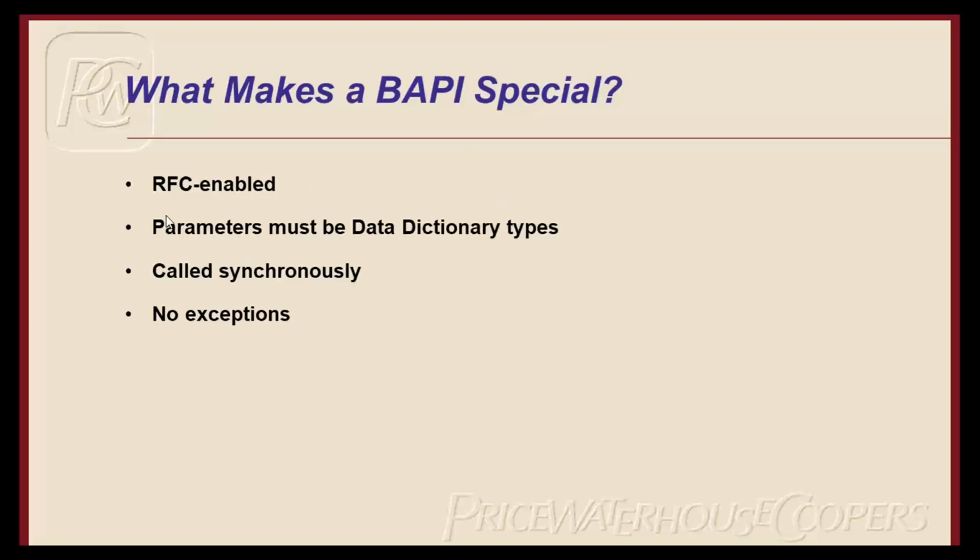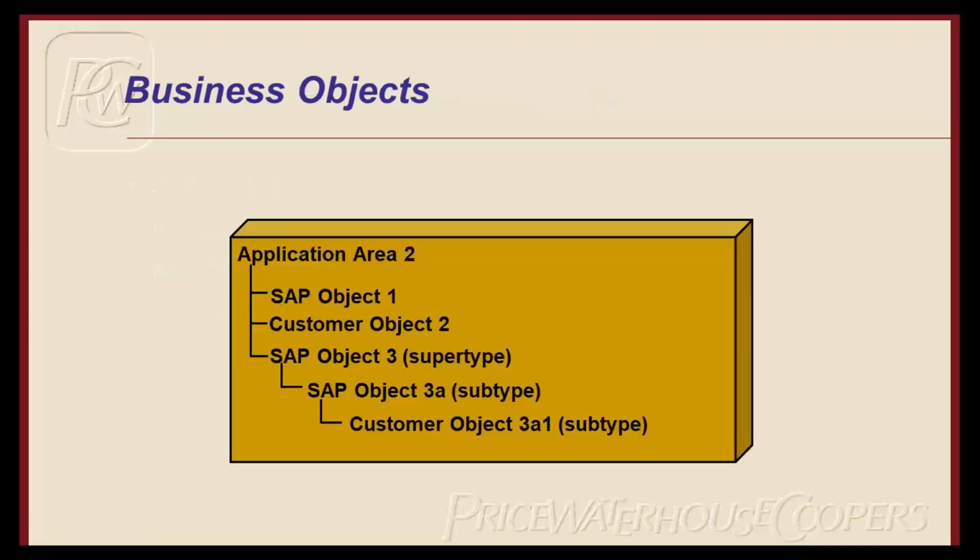Now, what makes a BAPI special? It's an RFC enabled function module. That's the first one. Parameters must be data dictionary types, called synchronously, and no exceptions. So exceptions cannot be added here. Exceptions in the sense of errors, because it is exchanging data between two systems, so maintaining the errors is not possible.